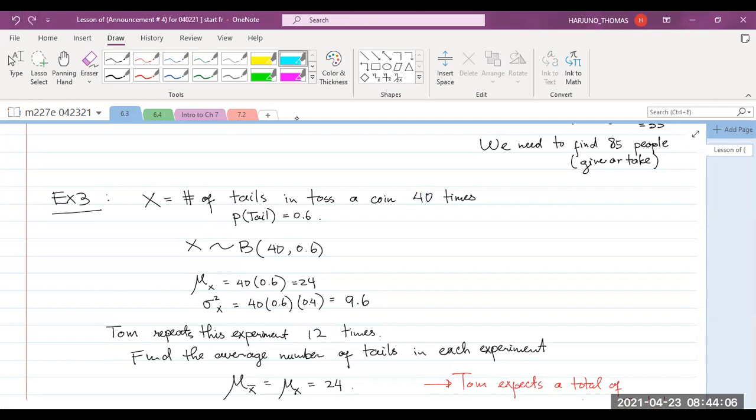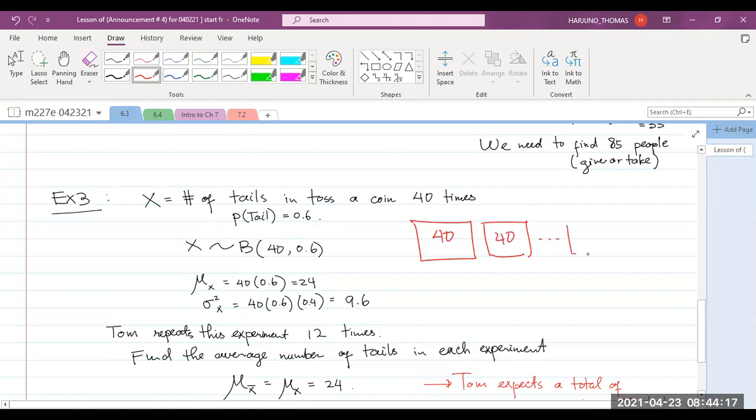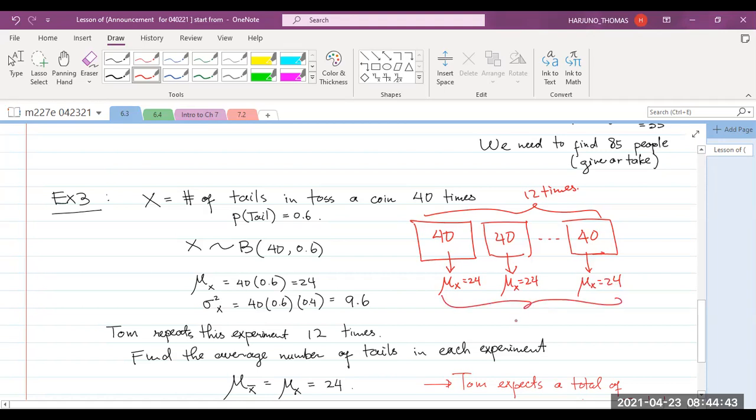Okay, so you can imagine it this way. Thomas does it 40 times for each experiment. Now the thing is, he does it 12 times. Now the average for each is 24. The average for each is 24. So the average of this average will still be 24.